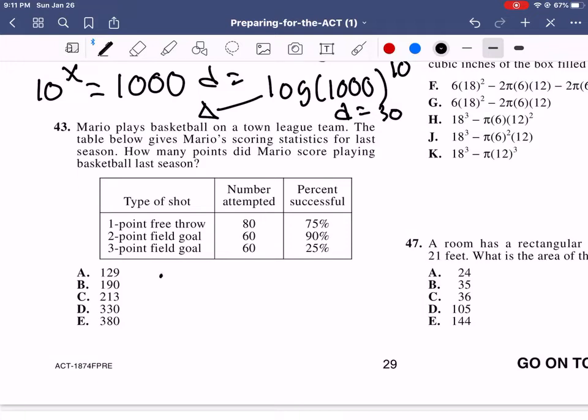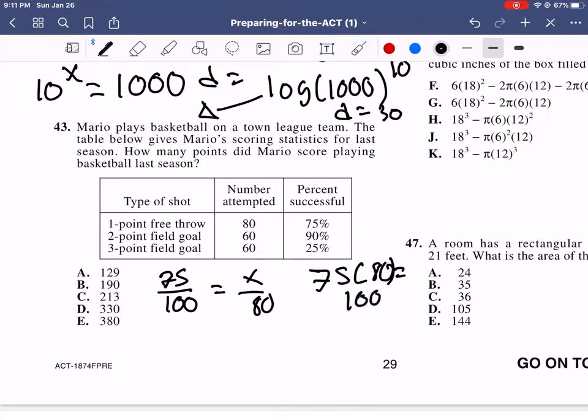I would do 75 over 100 equals x over 80, because you don't know how much of 80 he got. So I'd plug that into my calculator: 75 times 80 equals 100x. So 75 times 80 divided by 100. That is 60. So you got 60, right?